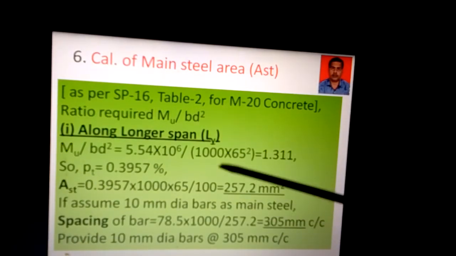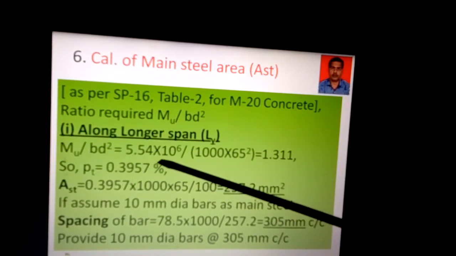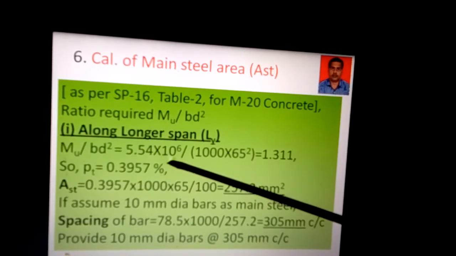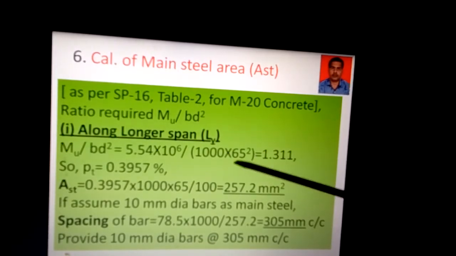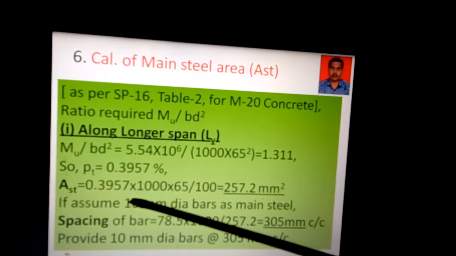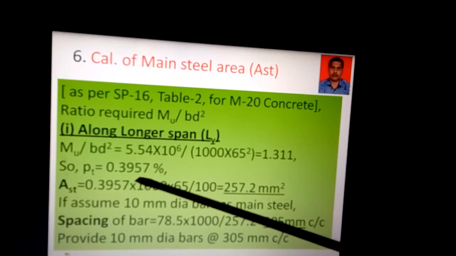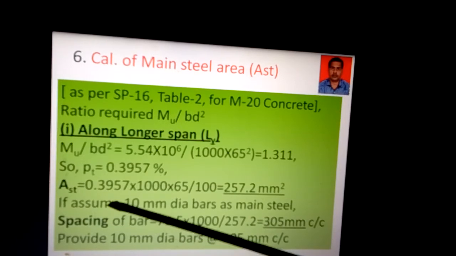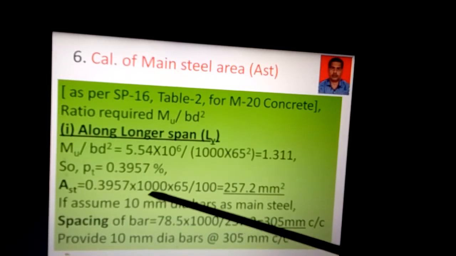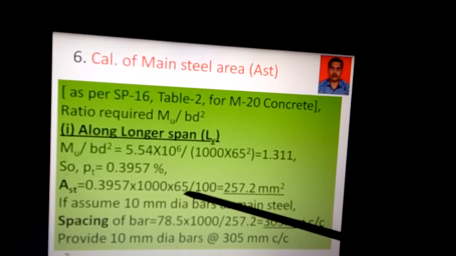Now along the longer span, similarly we can calculate Mu by bd square, and Mu by bd square comes to 5.54 into 10 to the power 6, that is the moment value, divided by 1000 into 65 square. The effective depth along the longer span is 75 minus 10, the bar diameter, and this way we get the ratio 1.311. So the Pt value, that is the percentage of tensile steel, comes to 0.3957%. With this percentage we can calculate Ast: 0.3957 into b into d, 1000 into 65 divided by 100, that is 257.2 millimeter square.